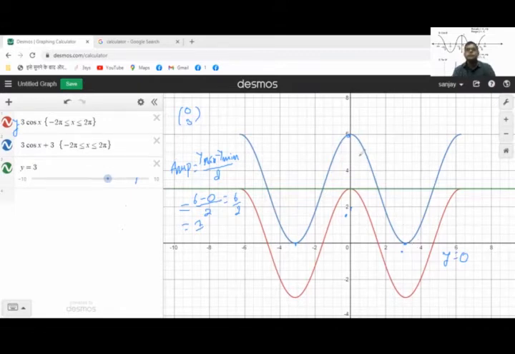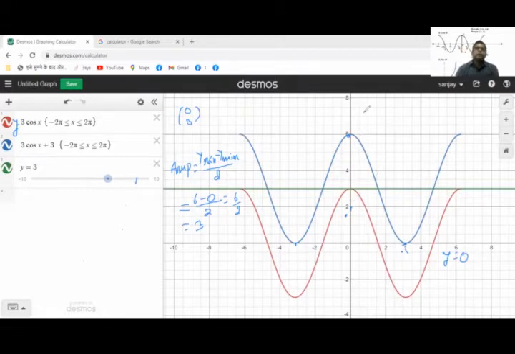amplitude? Because if you slide this up or slide this down, every time the fluctuating limit along the y-axis won't change. Okay. So this is the reason why we take the difference of the maximum and minimum point in order to find the amplitude of this graph. Okay.